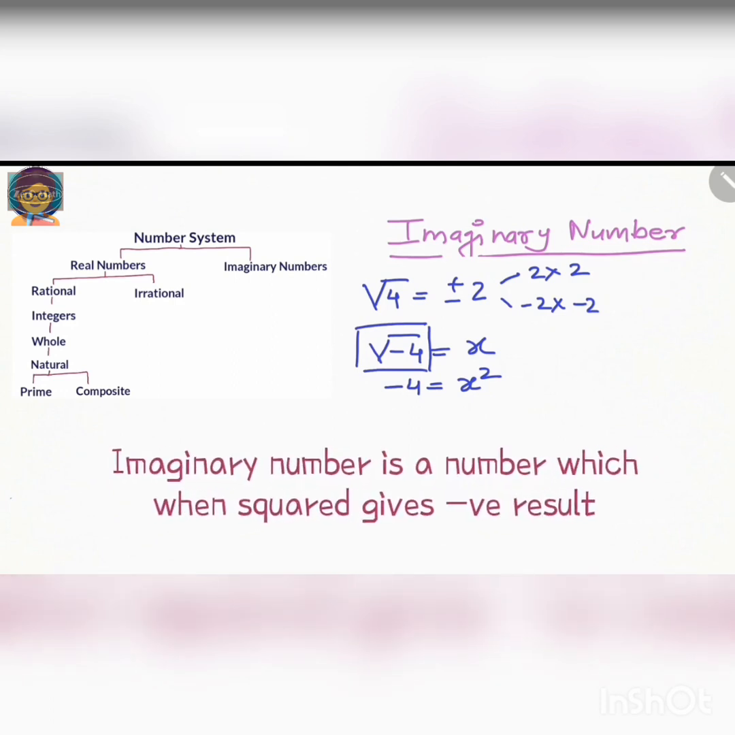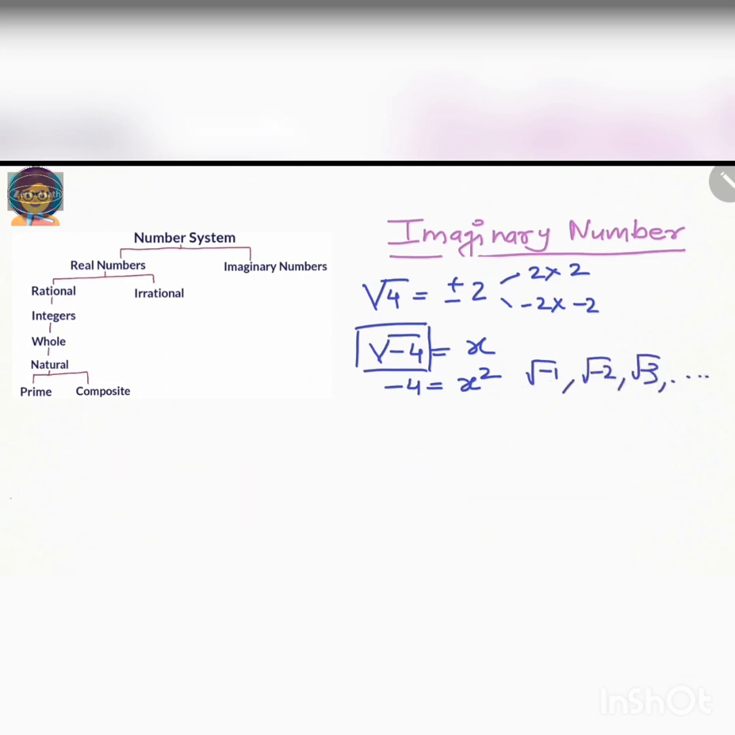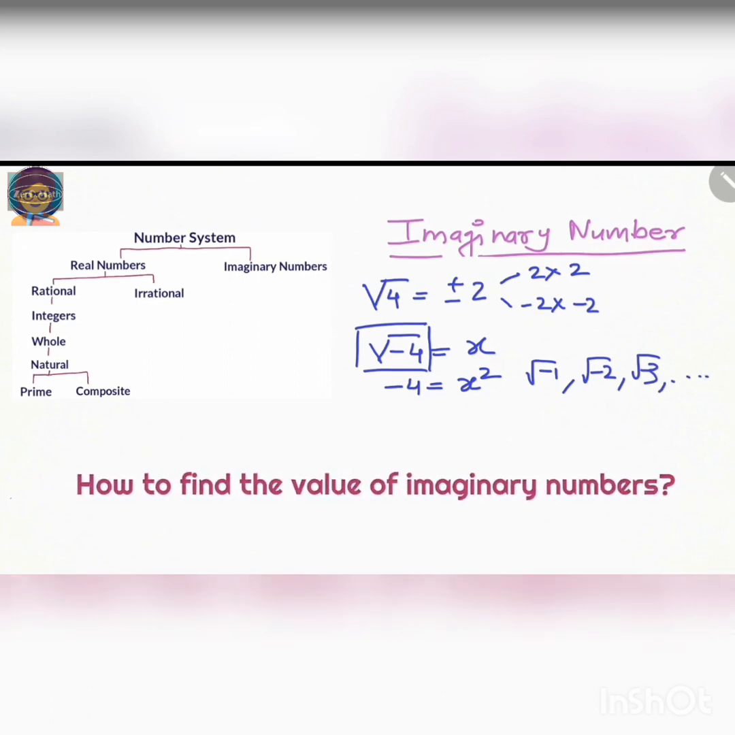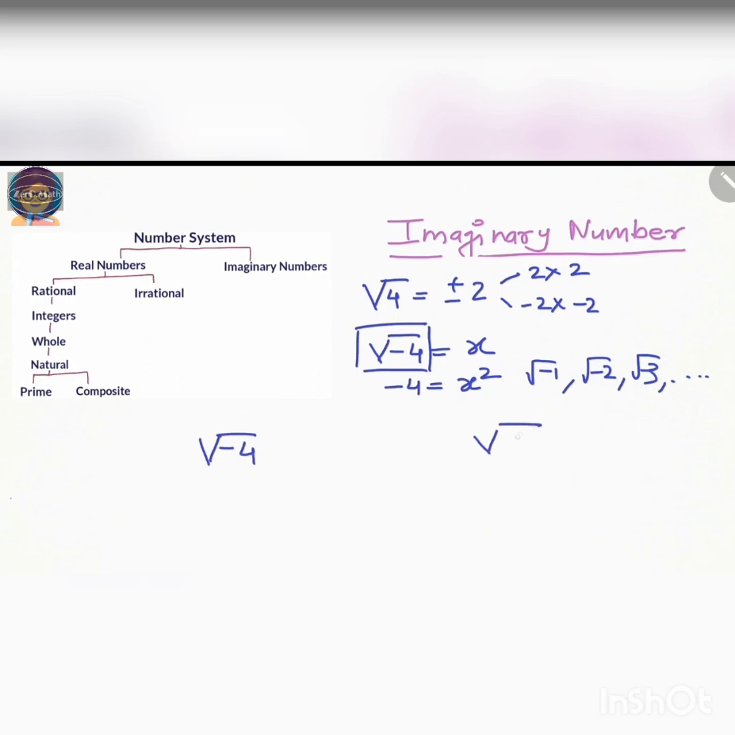So an imaginary number is a number which when squared gives you a negative result. For example, square root of minus 1, square root of minus 2, square root of minus 3 and so on, all are imaginary numbers. Now the question is, how will we find the value of imaginary numbers? Let's try to find the value of square root of minus 4 and square root of minus 9. Square root of minus 4 I can represent as square root of 4 into square root of minus 1. Square root of minus 9 I can represent as square root of 9 into square root of minus 1. Now this will become 2 into square root of minus 1, and this will become 3 into square root of minus 1. Now you can see each imaginary number can be represented in the form of square root of minus 1.